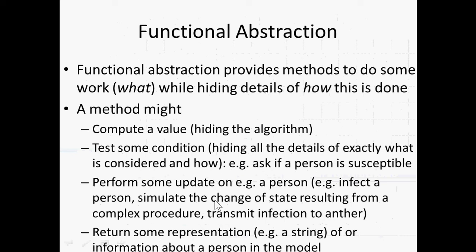Just like every morning, if I were to drive into work, I don't want to know all the details about the current location of the pistons or whatever. That's for someone else to worry about, not for me. I want to know just what details I need to do my job. This function might perform an update on a person, infect a person, simulate change of state, transmit an infection to another. Let's look at the Dillon model. Make pregnant is a function. I want to update visualization.